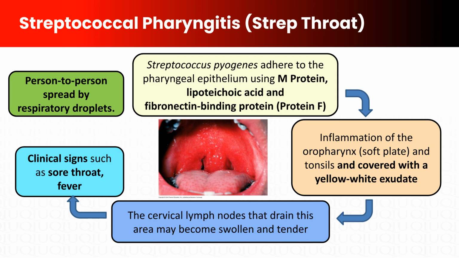The infection spreads from person to person through respiratory droplets. When an infected person coughs, sneezes, or even talks, tiny droplets containing the bacteria are expelled into the air and can be inhaled by others or land on surfaces that others touch. The cervical lymph nodes that drain the pharyngeal area become swollen and tender as they work to filter and respond to the infection. This is why patients with strep throat often have tender, enlarged lymph nodes in their neck.